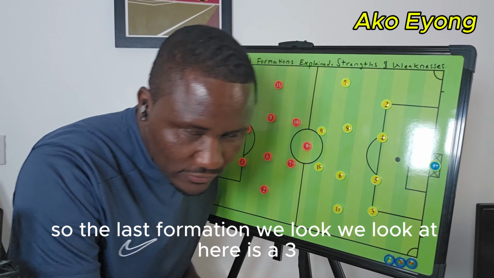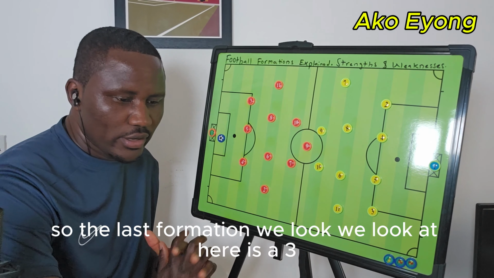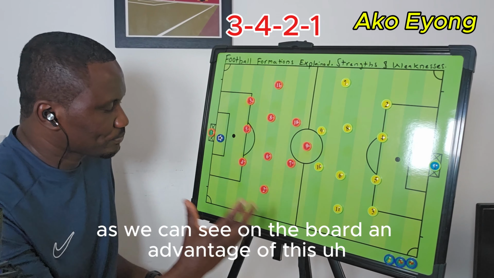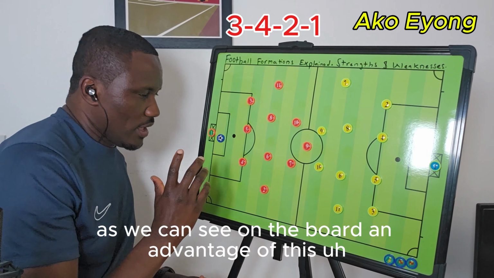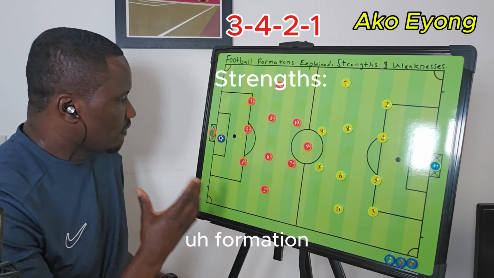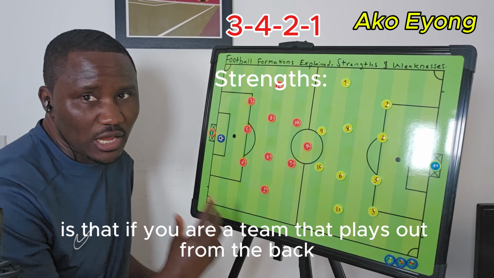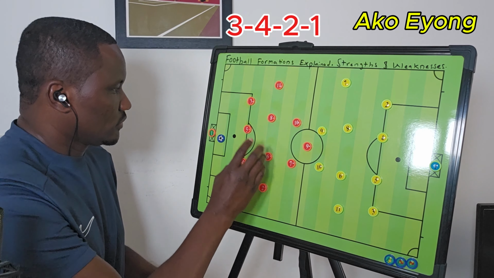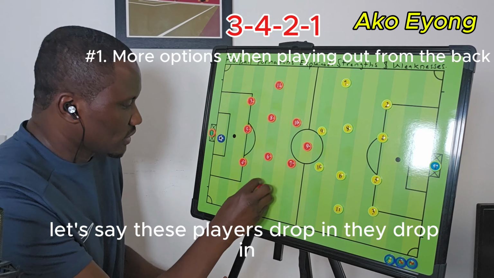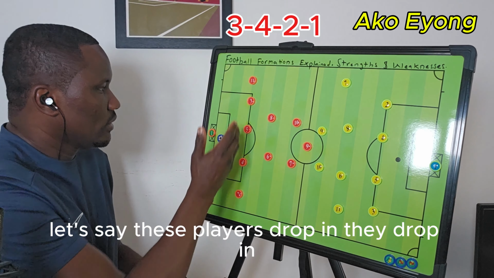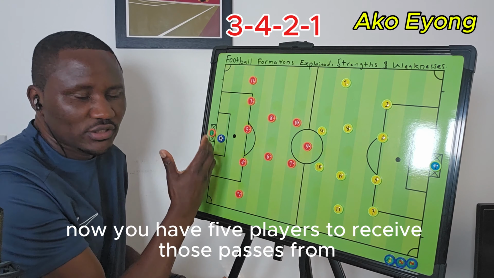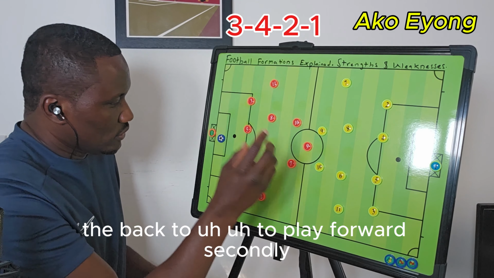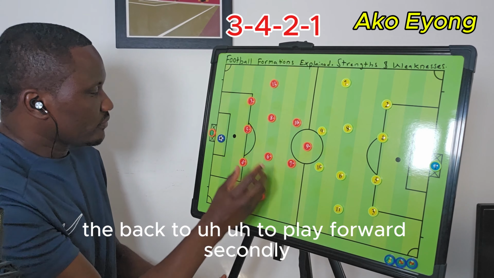So the last formation we'll look at here is a 3-4-2-1 formation, as we can see on the board. An advantage of this formation is that if you are a team that plays out from the back, you have additional options. Let's say these players drop in. Now you have 5 players to receive those passes from the back to play forward.